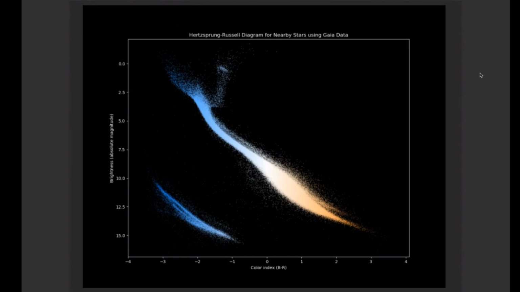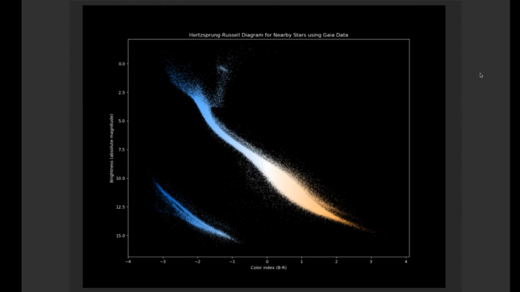This is with what's called Gaia data. Gaia is a European Space Agency, ESA, space telescope that's been up for, what has it been up for, like five years, I think? Something like that, taking pictures of stars in all directions, and it just is accumulating the best data.